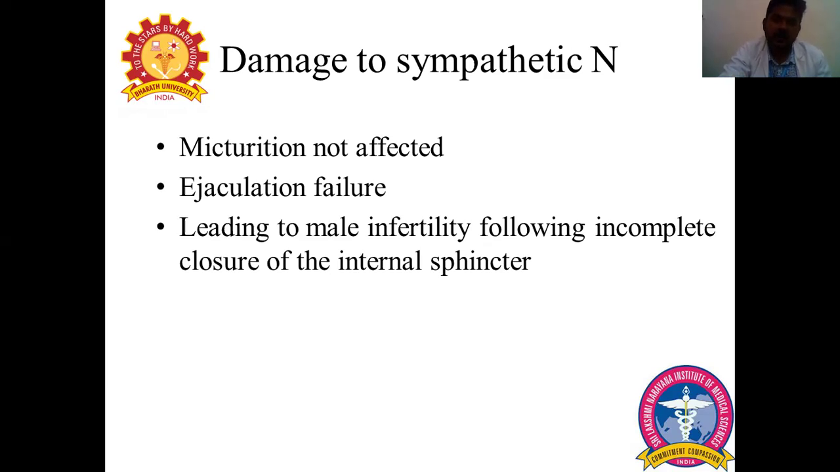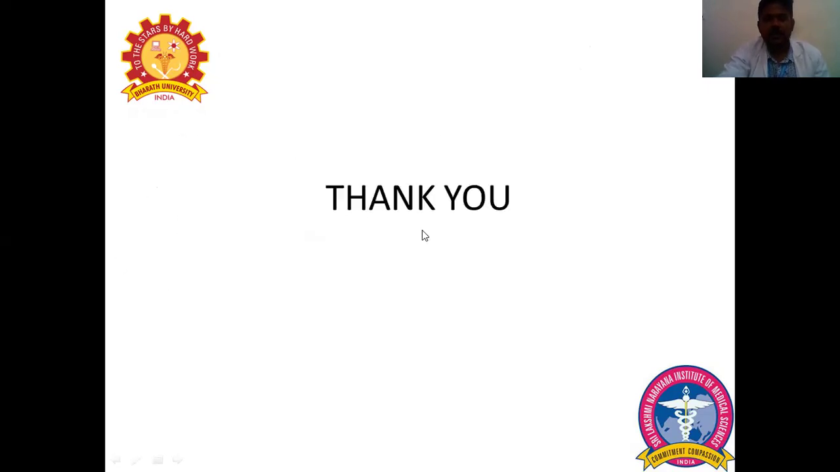So during the time of ejaculation, semen cannot enter into the bladder because the internal urethral sphincter is closed by the sympathetic nerve. But when the sympathetic nerve is damaged, the internal urethral sphincter cannot be closed. Because of that, during ejaculation, the semen will enter into the bladder. So no semen will come out of the urethra. This will lead to male infertility.